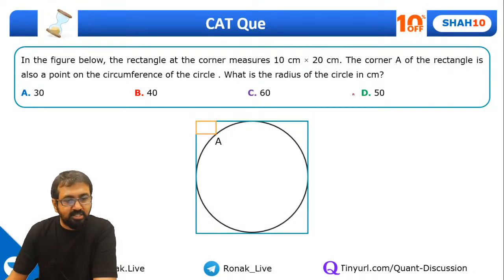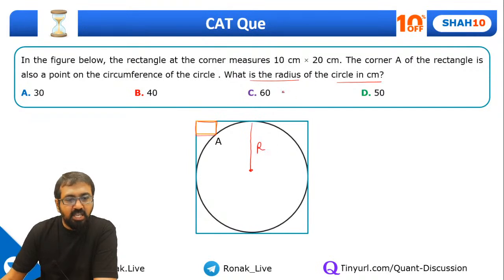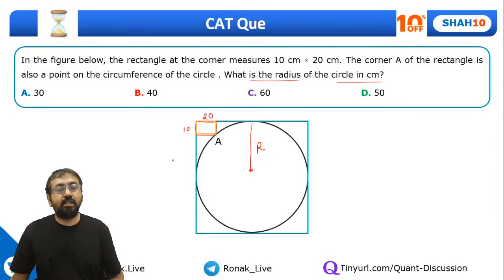This is also a good question, but I can say a simple question. So there is a rectangular corner, so this is not a square, this is a rectangular corner. The corner A of the rectangle is also a point on the circumference of the circle, right? I've just drawn the square outside, it's not given. What is the radius of the circle in centimeters? You need to find out the radius of the circle, and what you are given is, this is given as 20 and this is given as 10, right? Looks like a tricky question, isn't it?